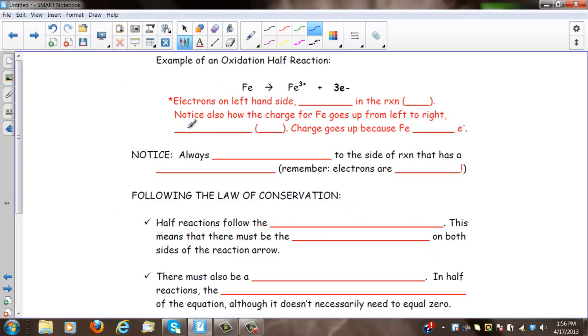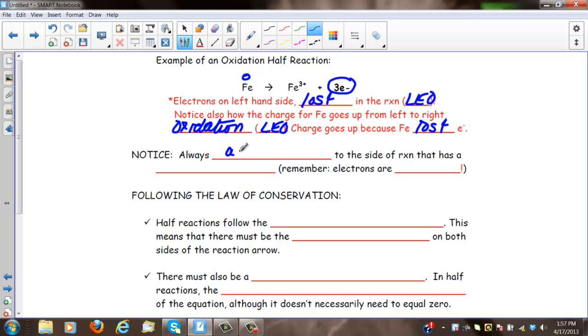An example of an oxidation half reaction: electrons on the left-hand side are lost in the reaction, which is referred to as LEO. Loss of electrons is oxidation. Notice also how the charge for iron goes up from left to right. This is called oxidation, or LEO. Charges go up because Fe lost electrons. I went from Fe 0 to Fe plus 3 because it lost or gave up 3 electrons. And when I give up negative charge, I become more positive.